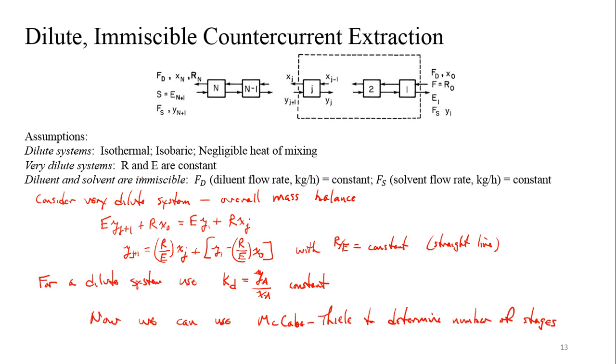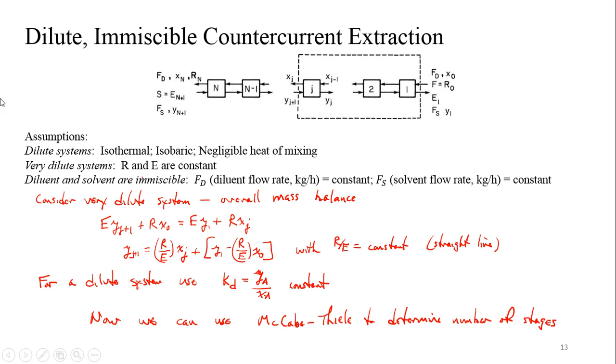So under those conditions, the raffinate and the extract streams would be constants. We're also making the assumption in these problems right now that the diluent and the solvent are immiscible. All right, so we derived essentially an operating line last time, and we commented that we could start to think about using McCabe-Thiele to determine a number of equilibrium stages for some of these separation problems.